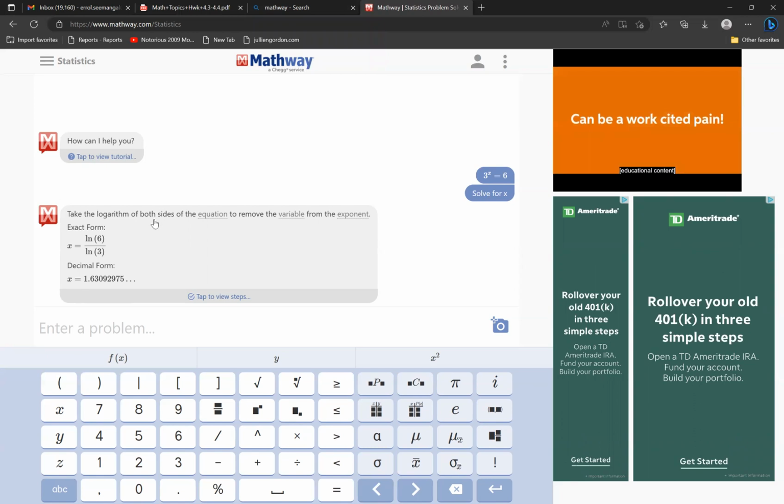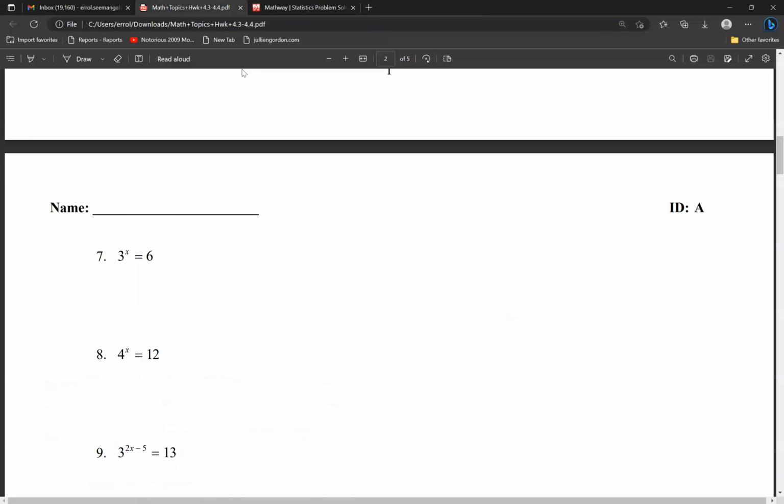ln 6 would be on top. ln 3 would be on the bottom. Okay, so for this one, we take the ln on both sides. So ln 3 to the x equals ln 6.